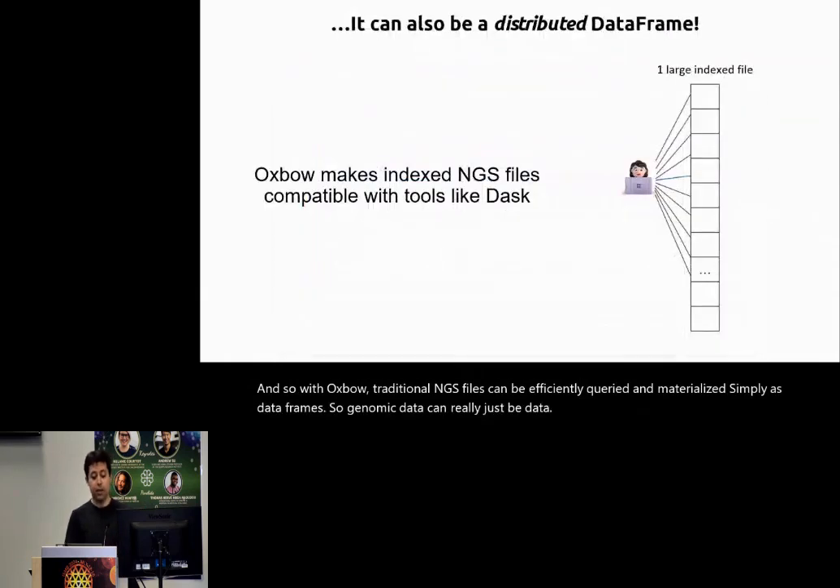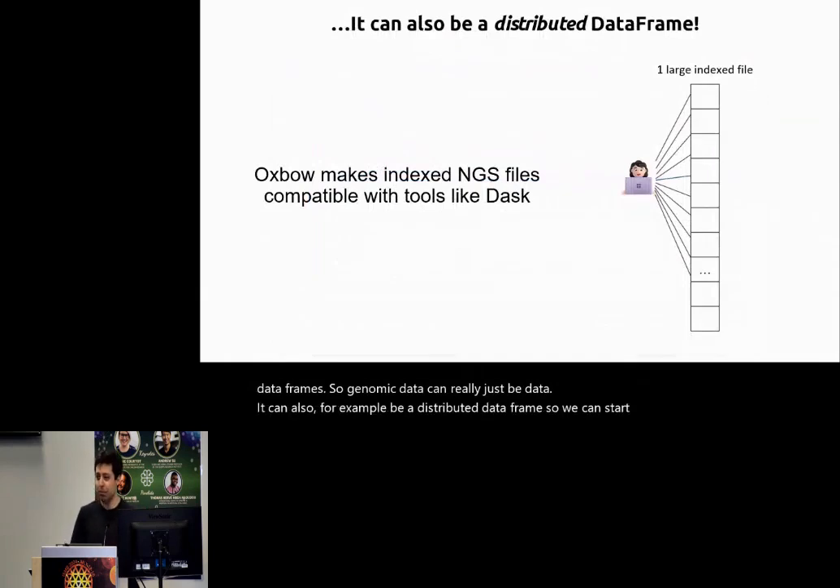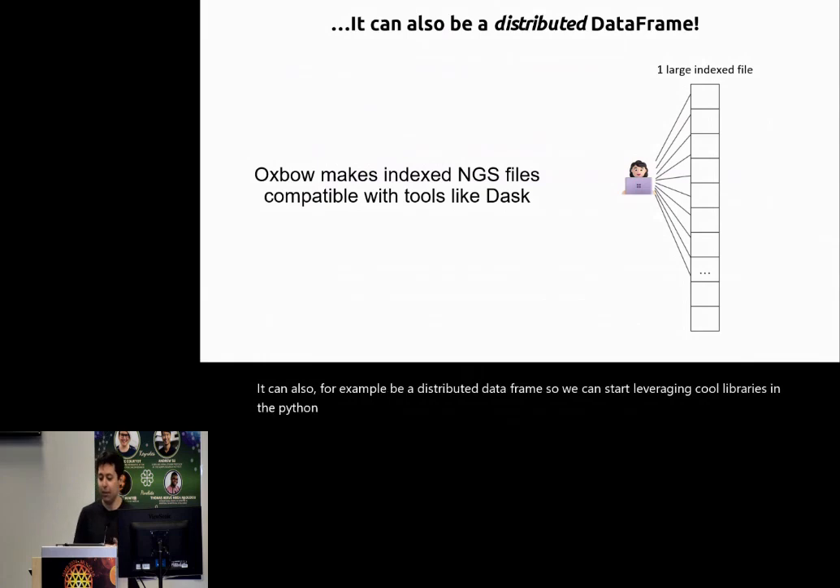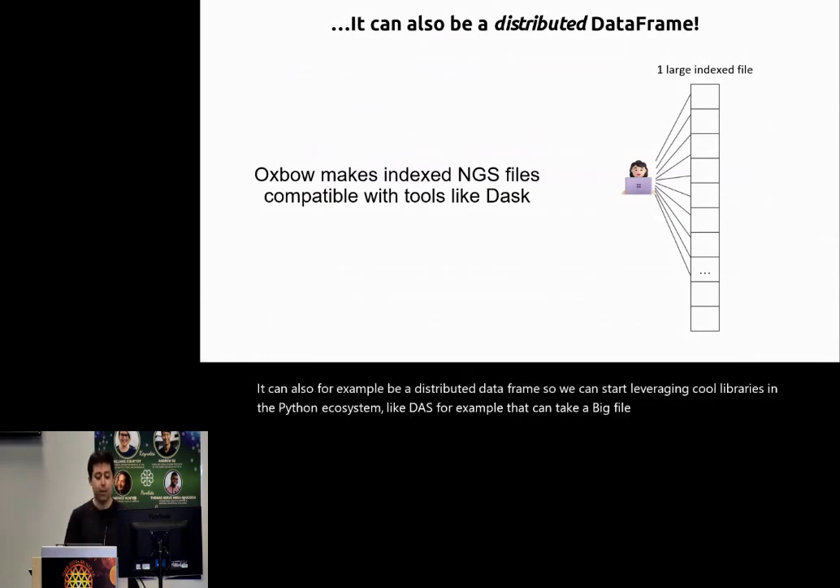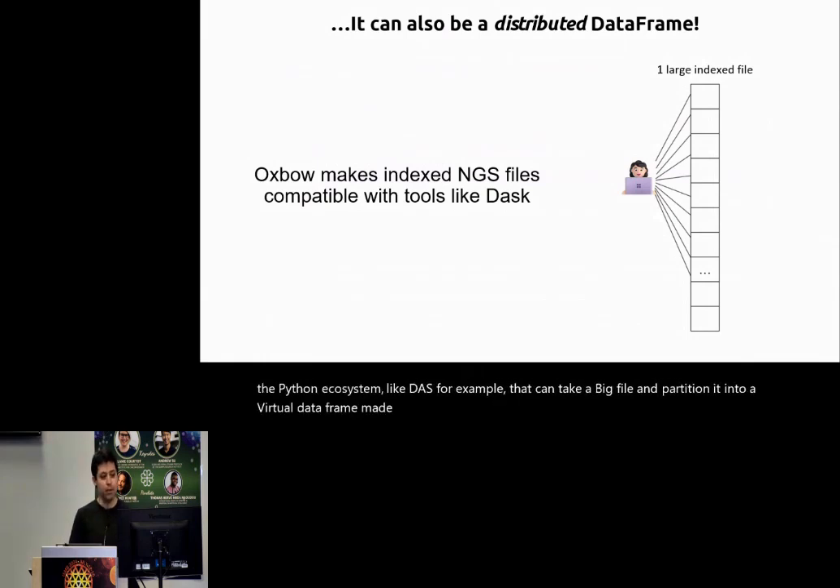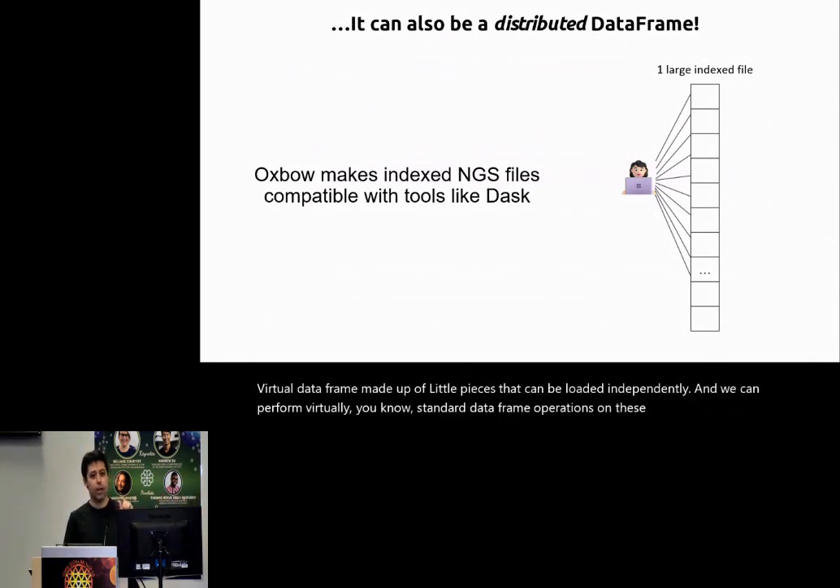It can also, for example, be a distributed data frame. So we can start leveraging cool libraries in the Python ecosystem like Dask, for example, that can take a big file and partition it into a virtual data frame made up of little pieces that can be loaded independently. And we can perform standard data frame operations on these objects that don't get executed eagerly, but get encoded as a task graph.